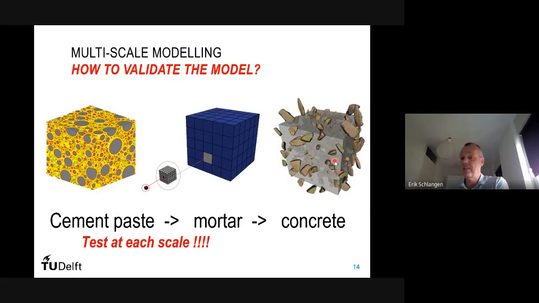Of course, on the concrete level, we know how to validate this. We can do a tensile test. We can do a compression test on such a cube. And we get the properties of the composite. So we can do such a test. On mortar, also still possible. We can do a compression test or tensile test, get the properties of the mortar, so that we can validate. But on cement paste, it's not that easy because I said this cube that we start with is 100 micrometer. So you have to make samples that are 100 micrometer in size and do a test on that.